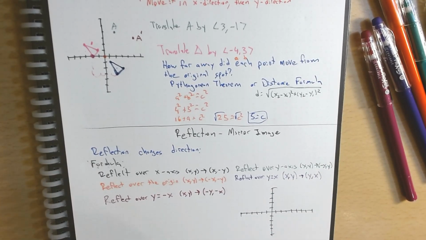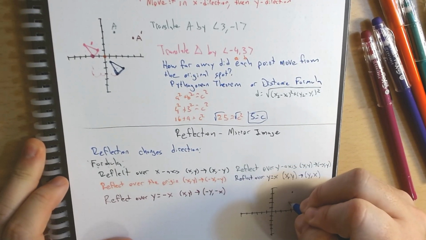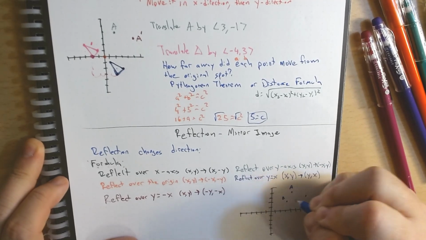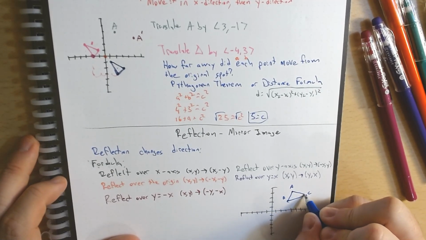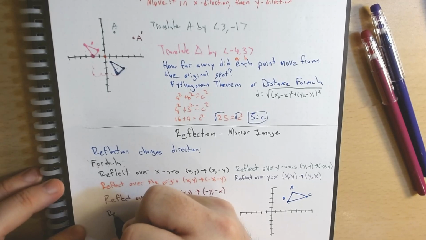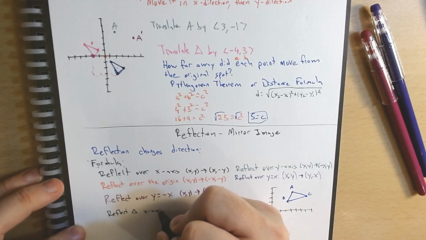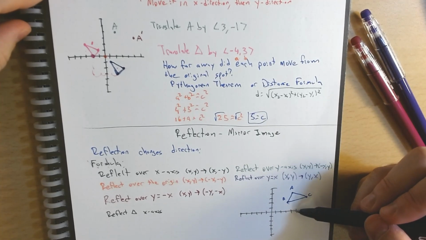Alright, so reflecting. Let's say I have a triangle that I call A, B, C. So, if I want to reflect over the x-axis, what I could do is look at each point, right, and use a formula.